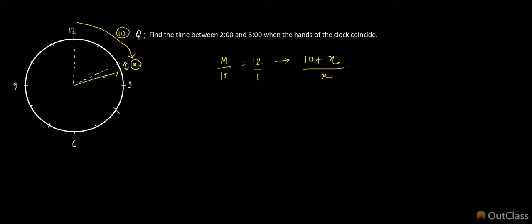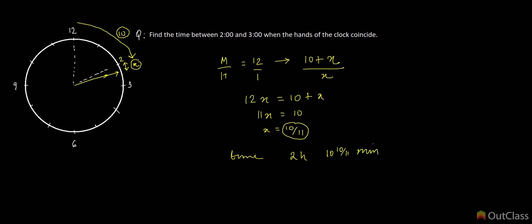And so these distances have to be in the ratio 12:1. We can use that to solve this. That gives me 12x is equal to 10 plus x, 11x is equal to 10, x is equal to 10 by 11. Notice that this is the portion after the 2 marking on the clock. So the minute hand reading is 10 by 11 after 10 minutes. So the time is going to be 2 hours 10 and 10 by 11 minutes.